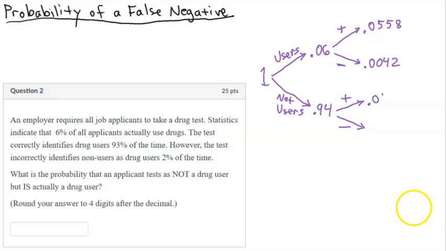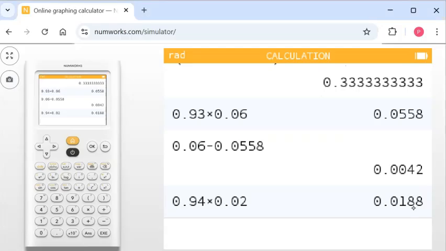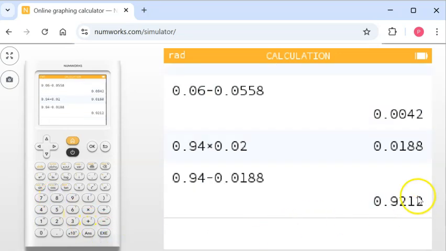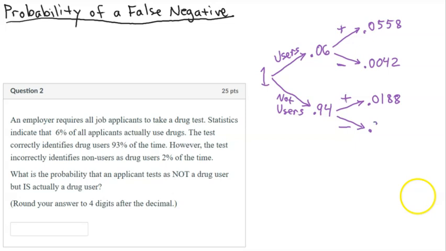So 0.0188. And then for the rest of the people who test negative and are actually not drug users, we're going to do 0.94 minus 0.0188. So that gives us 0.9212. So 0.9212 of the applicants are actually not drug users. They are actually not drug users, and they test negative for drug use, which is good.